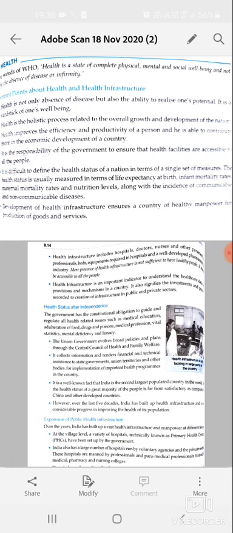Now, health status shows the progress of a society, of a family, a nation, or a state. Health improves the efficiency and productivity of a person, because health is directly related to productivity. An ill person's productivity is very low compared to a healthy person. Similarly, efficiency, and he is able to contribute more to the economic development of a country; a healthy person contributes more to GDP than an unhealthy one. It is the responsibility of the government to ensure that health facilities are accessible to all people. Generally, we have three layers of government: central government, state government, and local government. All these three layers share the responsibility.